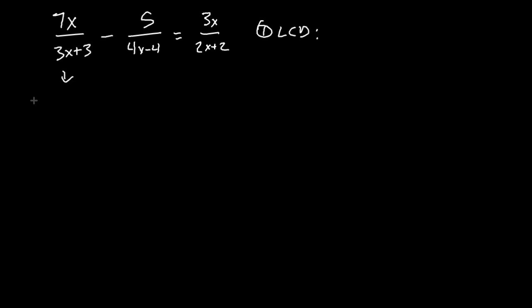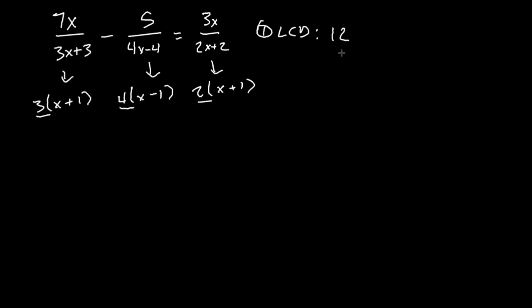This one would become 3 times x plus 1. This one would be 4 times x minus 1. This would be 2 times x plus 1. Okay, so our LCD, again, you start with the numbers. What do 3, 4, and 2 all three go into? Well, they all go into 12. That's their least common multiple.